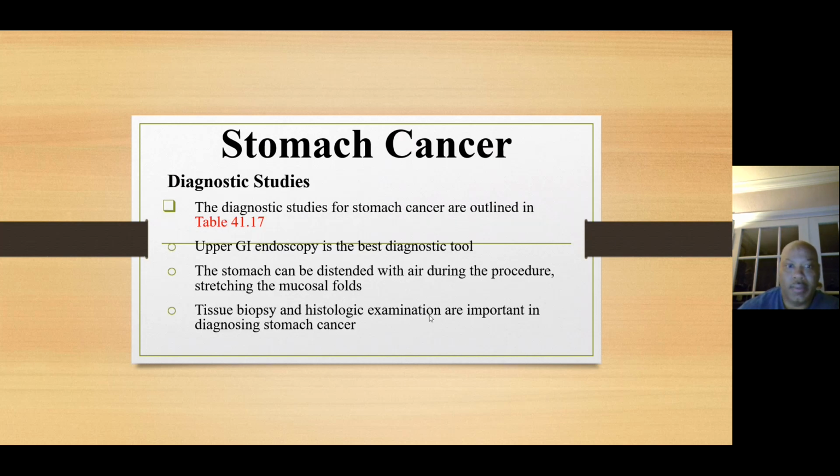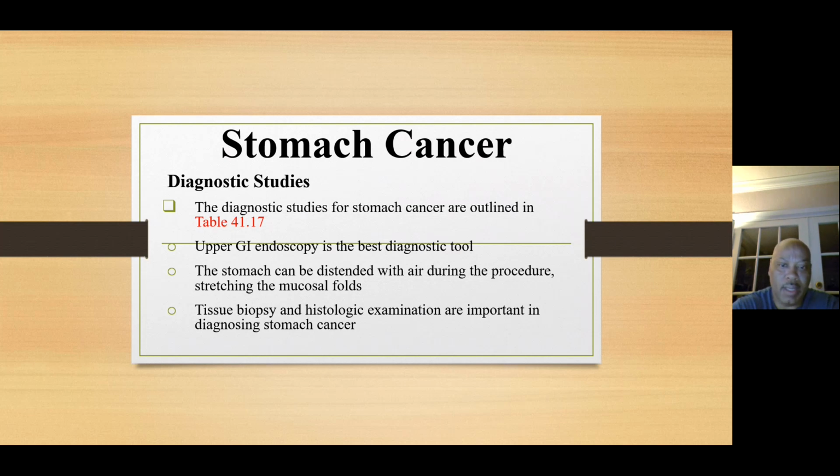All right. Now, on this particular slide, let me pay attention to this more. What I want you to do is read the section on diagnostic studies for the rationale for the various tests. That section really outlines for you what these different tests are done, why they're done. The diagnostic studies for stomach cancer are outlined in Table 41.17.